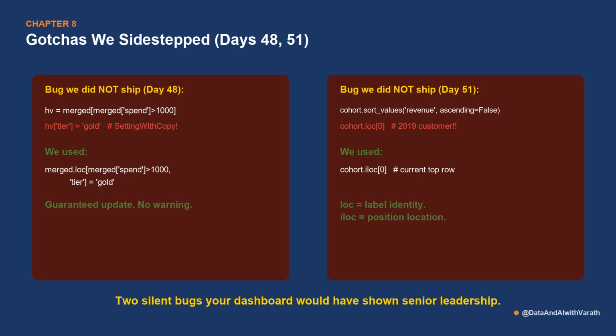Guaranteed. Second, when you sorted cohort by revenue and called .loc[0], you would get a 2019 customer instead of the current top region. Because loc reads labels, you used .iloc[0]. Position, not identity. Both bugs avoided at write time, not caught in review at week 2.